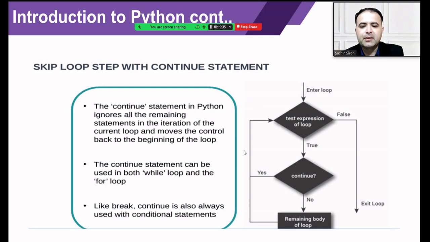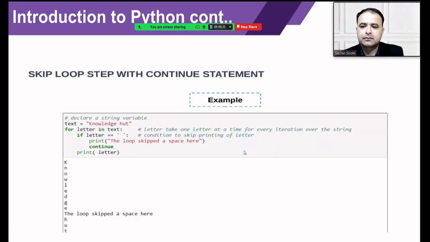Like break, continue is also always used with a conditional statement. In this manner, when I check each letter in the text, when the letter equals space, the loop will not execute. So you can see the loop skipped the space here. Once a space is found, then I can print here with continue, not exit. How?